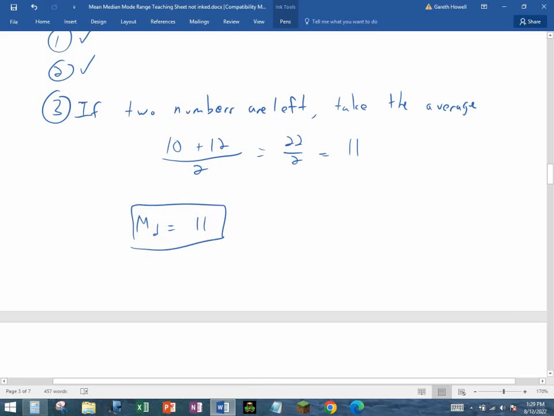So those are the only two types of problems you'll have. First of all, you order them from least to greatest. Then you strike out the outside numbers or find the middle. If there's two numbers in the middle, then you have to take the average.